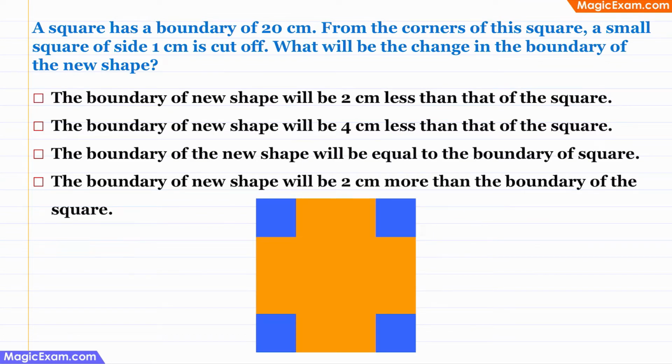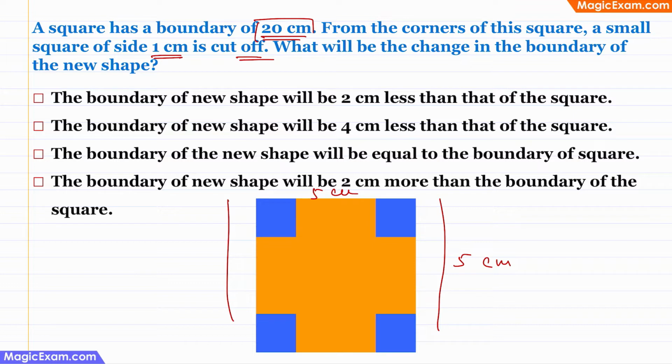A square has a boundary of 20 centimeter. From the corners of this square, a small square of side 1 centimeter is cut off. What will be the change in the boundary of the new shape? So here initially we had this square, right? So this square had a boundary of 20 centimeter. So which means that each side will be 5 centimeter, right?